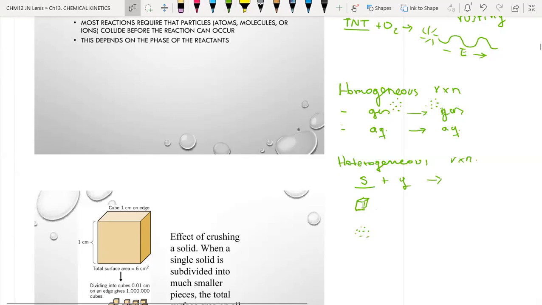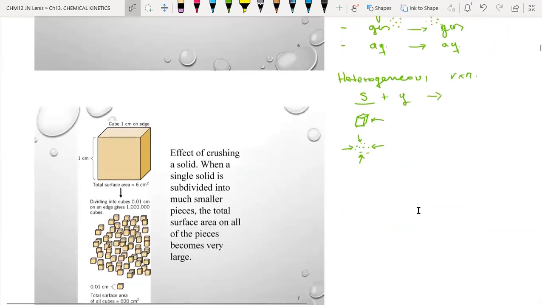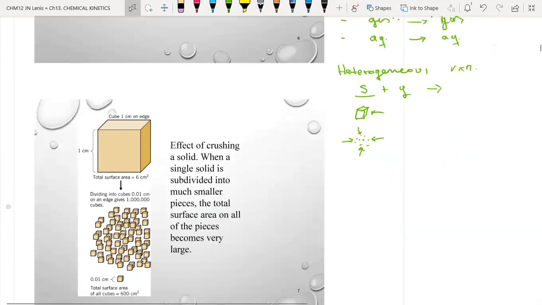What you're doing is increasing the surface area where the other reactant can effectively collide with these particles. More chances for collisions because you are increasing the surface area, increasing the chances for direct contact between particles. So that's one way to increase the speed of the reaction, by increasing the surface area.